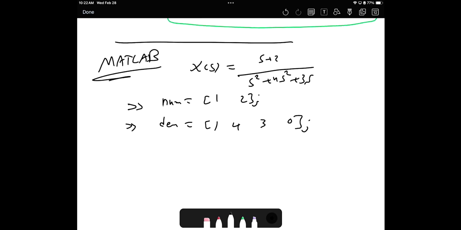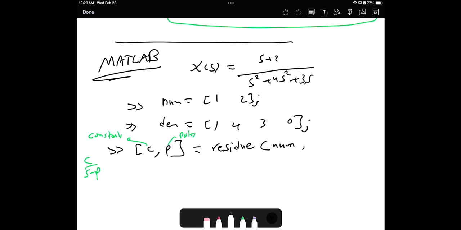Basically, we will say C and P, such that C are the constants, the coefficients, while P are the poles. Because we know it will be C over s minus P. That's what we used to do. That's what we mean by C and P. And we took them as vectors because we're going to need vectors. The command that calculates the partial fraction expansion is called residue, R-E-S-I-D-U-E, of numerator, then comma, denominator. The order is important: numerator, then denominator. Don't flip between them.